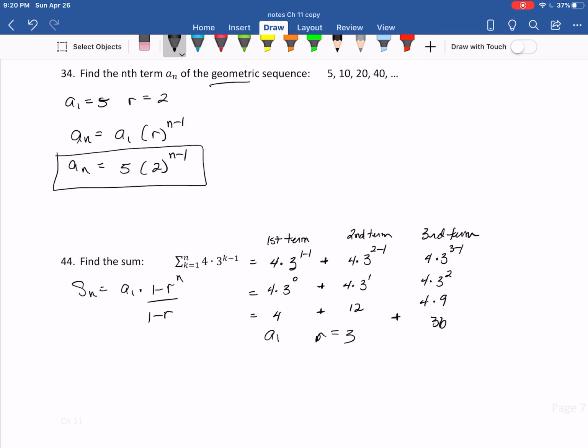And so now I've got enough information to figure out the formula for my sum of n terms. So this is going to be 4 times 1 minus 3 to the n divided by 1 minus 3. I can simplify this a little bit. 1 minus 3 equals negative 2. 4 divided by negative 2 is negative 2. So I'm going to write this as negative 2 times 1 minus 3 to the n.